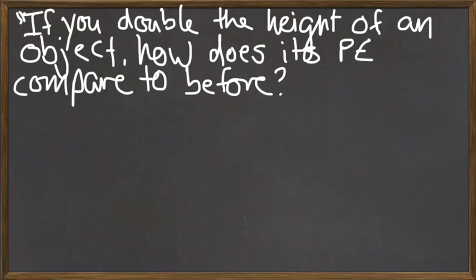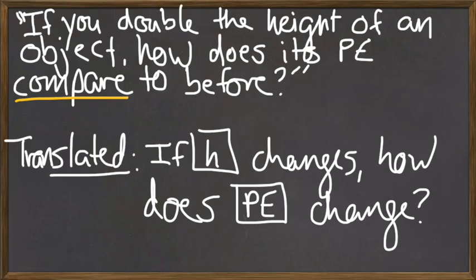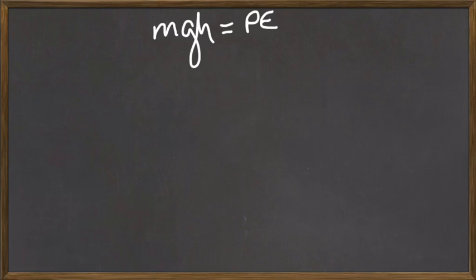You might run across a question like this. If you double the height of an object, how does its potential energy compare to before? The key word is compare. Whenever you see that word compare, you know you're dealing with a question that relates to this skill. So let's translate that. If h changes, how does potential energy change? All of these questions are asking a question of that form.